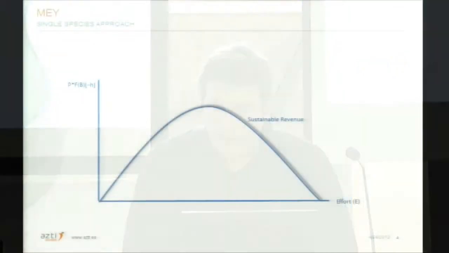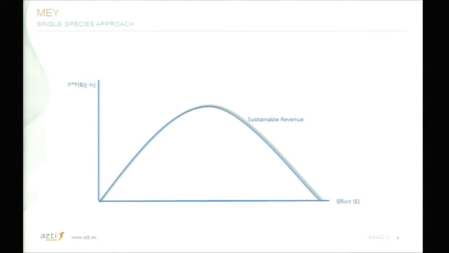Okay, let's try to explain what is MEY. It's a concept that mostly everybody knows. Here's the typical curve. We have in the x-axis the effort, and in the y-axis the sustainable revenue. This is the curve. We can calculate the effort related to the MSY. We can define some fixed costs and also some variable costs. And in this variable cost, we also include the opportunity cost of the labor and the capital.